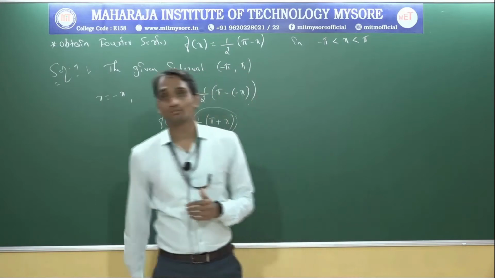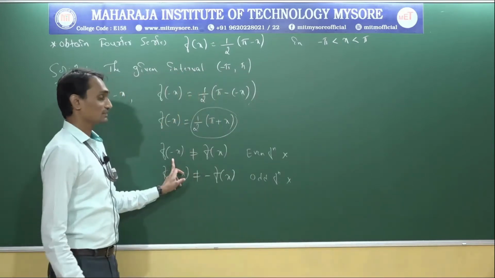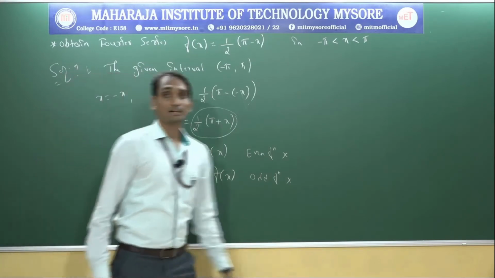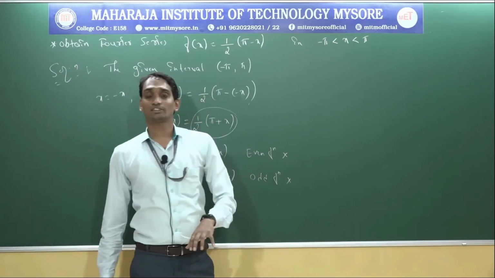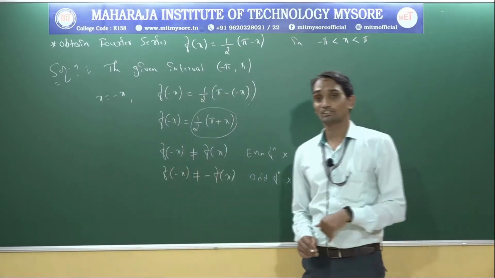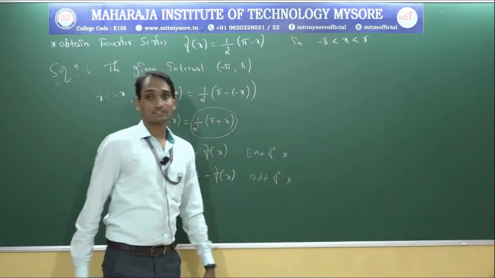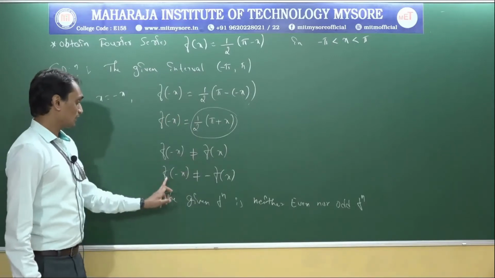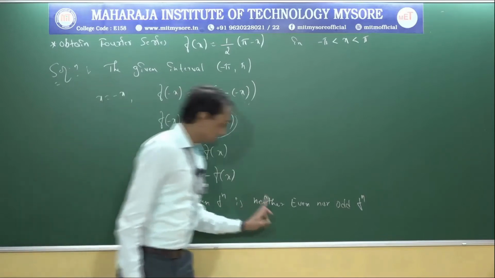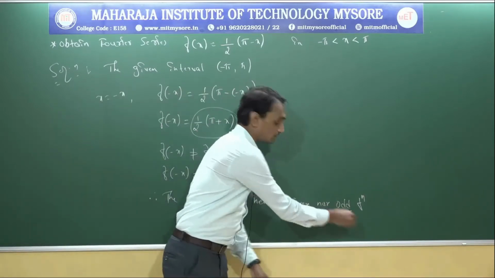No, it is not the given function value. So f of minus x is not equal to f of x, and f of minus x is not equal to minus f of x. So the given function is neither even nor odd. It does not satisfy the even function condition or the odd function condition. f of minus x is not equal to f of x, and f of minus x is also not equal to minus f of x. Therefore the given function is neither even nor odd.